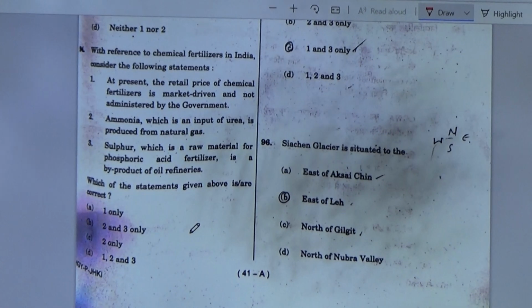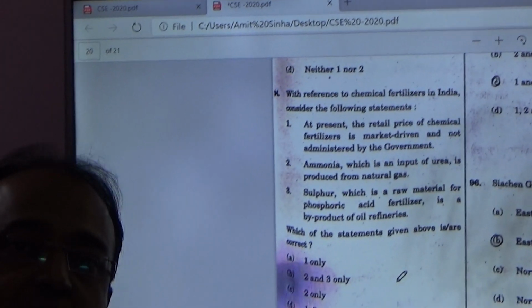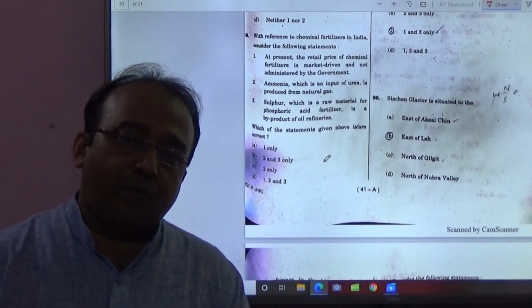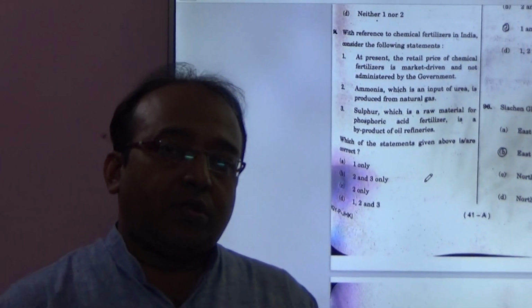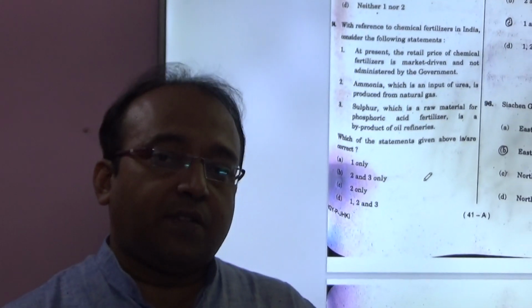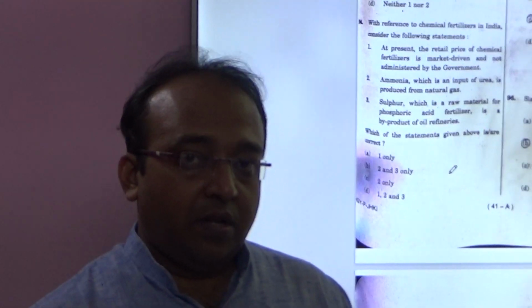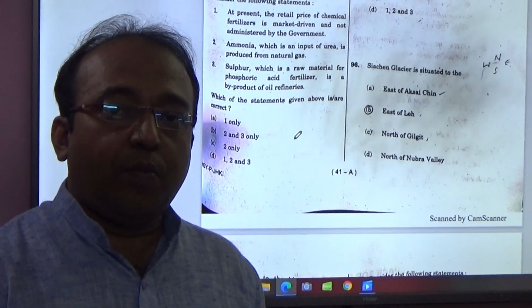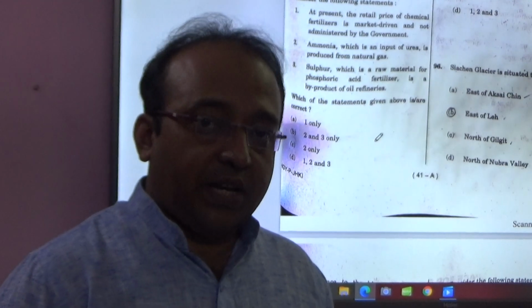But the first option, that is chemical fertilizer. Chemical fertilizers, we use three types of chemical fertilizers. One is urea, then we have DAP, that is diammonium phosphate, then we have muriate of potash, MOP. So three chemical fertilizers we use. But as far as urea is concerned, urea price is still controlled by the government. On the other hand, the prices of DAP and MOP are not controlled by the government. Under the nutrient based subsidy scheme it was done since 2010.